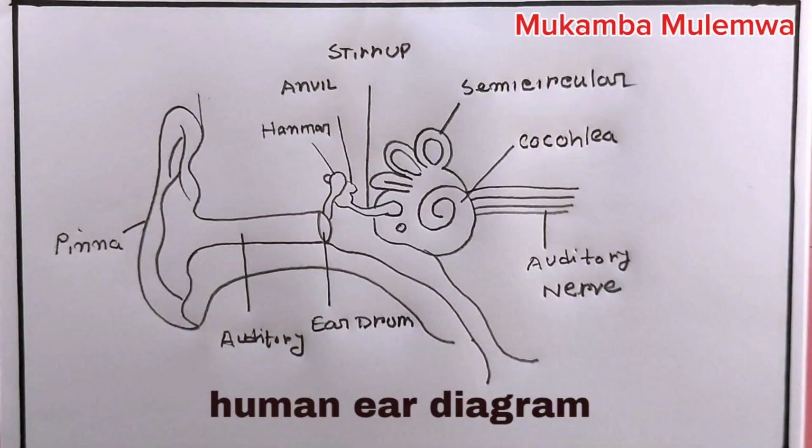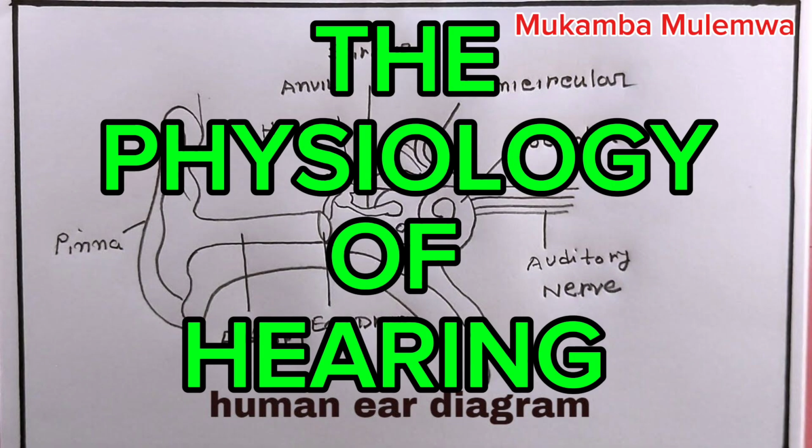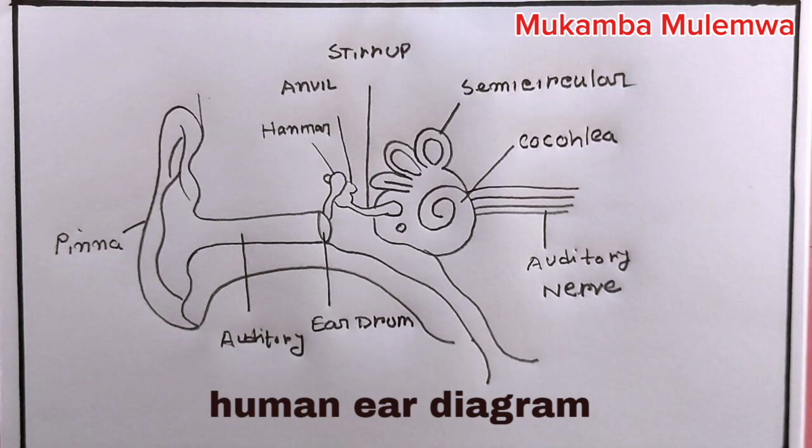Okay, so today we'll look at the physiology of hearing. One thing one has to understand is that hearing takes a series of complex steps that changes sound waves in the air into an electrical signal, which is carried through the auditory canal to the brain, where it is interpreted. So let's go.